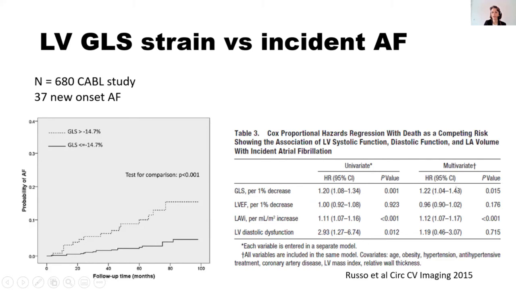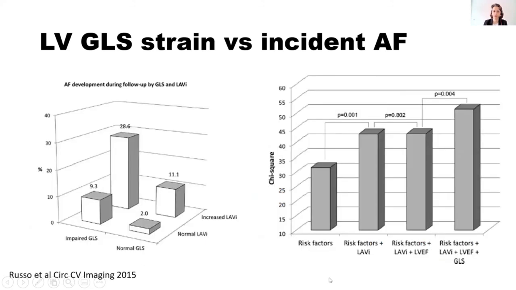And actually, in the multivariate analysis, global longitudinal strain per 1% decrease is associated with increased risk of atrial fibrillation after correcting for other variables such as age, obesity, hypertension, antihypertensive treatment, coronary artery disease, LV mass index, and relative wall thickness. And this study also showed that having an impaired global longitudinal strain and an increased left atrial volume index was associated with a higher risk of developing atrial fibrillation. And on the chi-square analysis, global longitudinal strain had incremental value over ejection fraction and left atrial volume index.